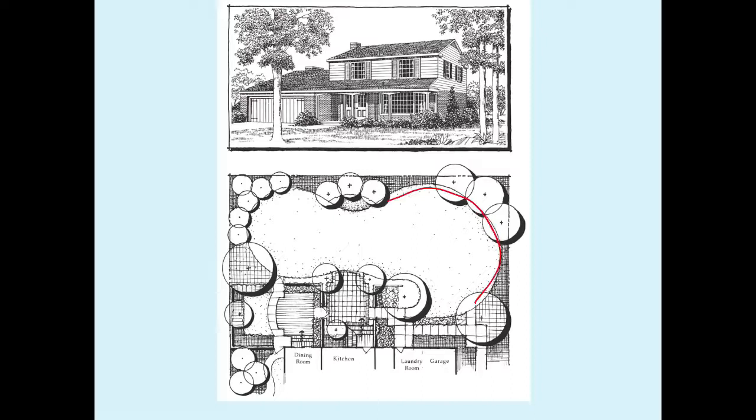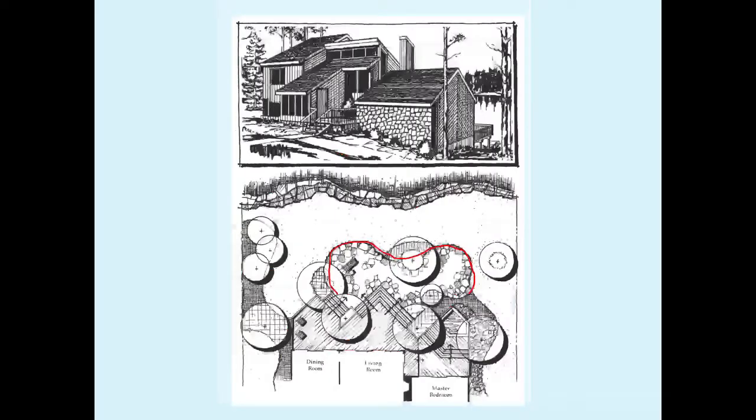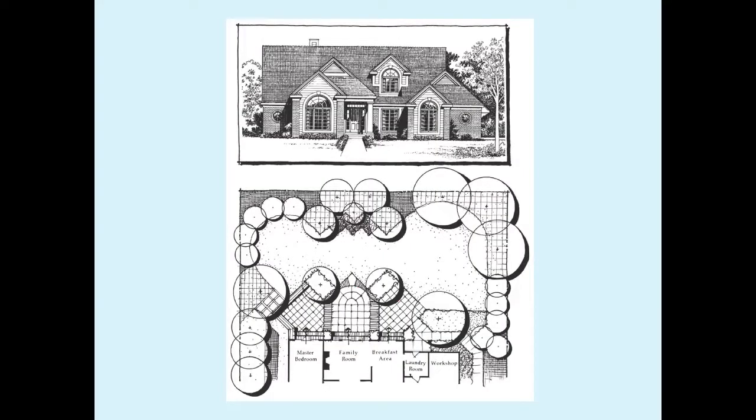Here we've got curvilinear for the beds, and we've got very rectilinear down here up closer to the house. So that's another way that you can look to combine things. Here's a very angular house. So we've got very angular landscapes, but again, softening that a little bit with the curvilinear portion.